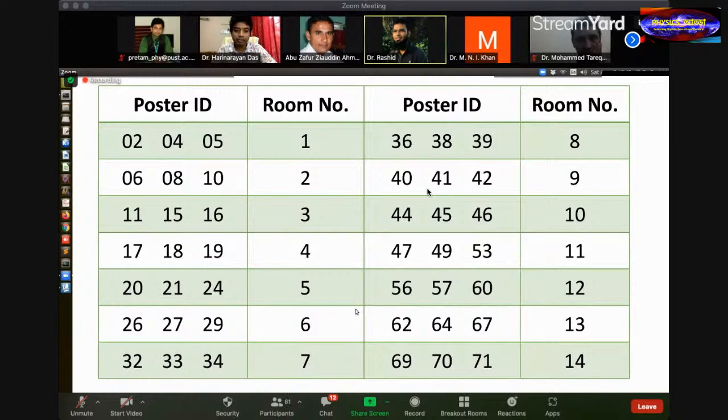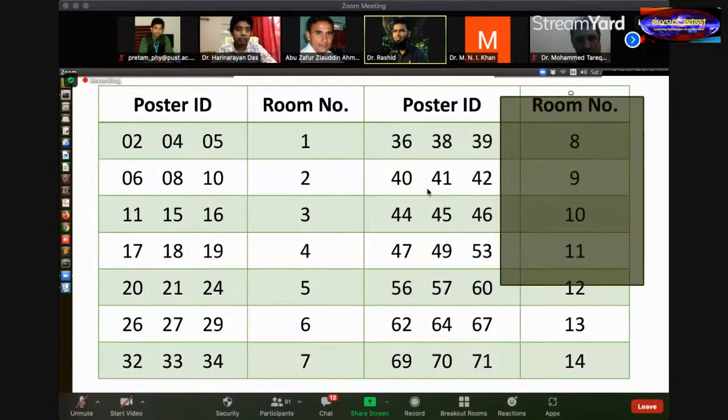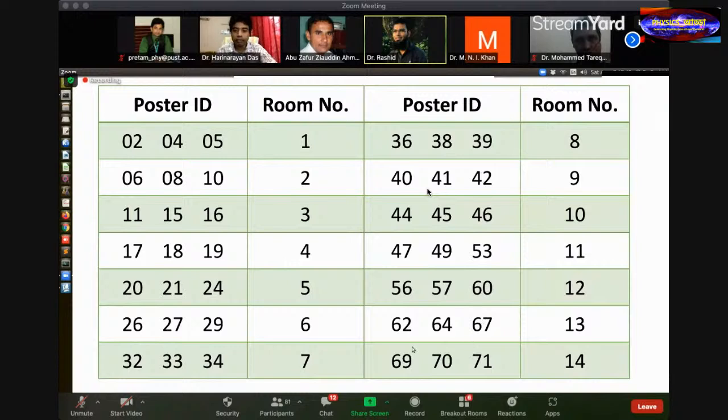So now it should be only 15 rooms, and so you can join to the room.